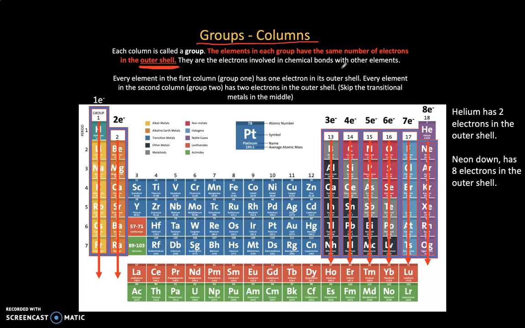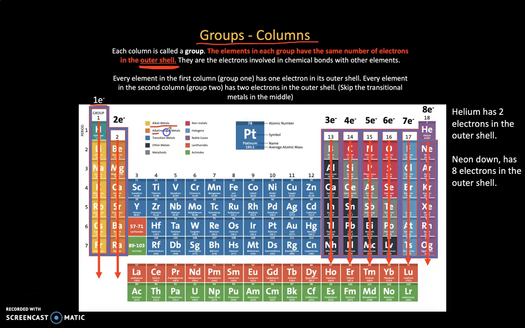Group 1 here, the alkali metals, are highly reactive, and they're highly reactive because they've just got one electron in their outer shell, so they're really keen to get rid of that one electron so they can become more stable. So alkali metals are explosive in their reaction. If you throw a pure piece of sodium into water, it explodes because they're just so willing to get rid of that one electron in their outer shell.